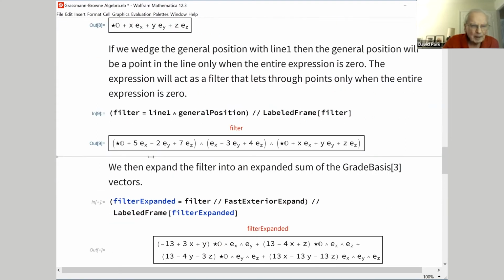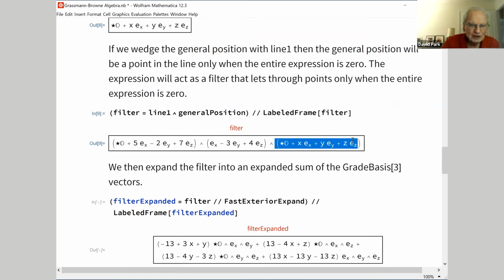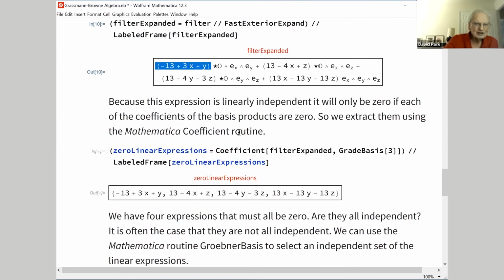So that's it. This was the line, the two factors that made the line. And this is our probe, the general position point with x, y, and z in it. We then expand the filter into an expanded sum of the grade 3 basis vectors. Now we get a sum of four terms of trivectors because we've added the probe in. The coefficients are linear expressions, like minus 13 plus 3x plus y. Because this expression is linearly independent, it will only be 0 if each of the coefficients of the basis products are 0. So we extract them using the Mathematica Coefficient routine.